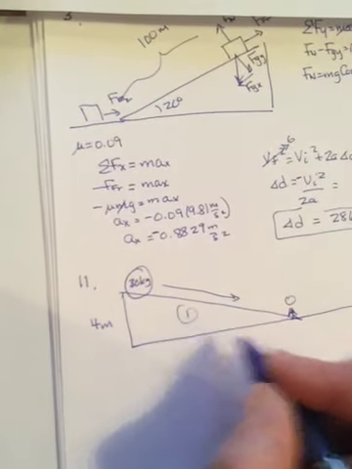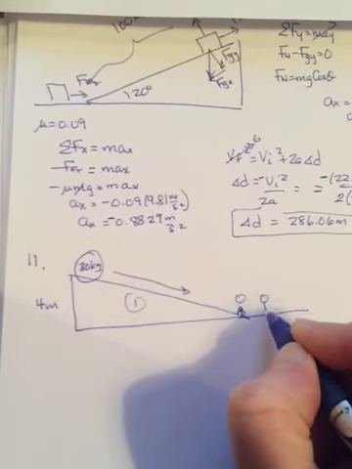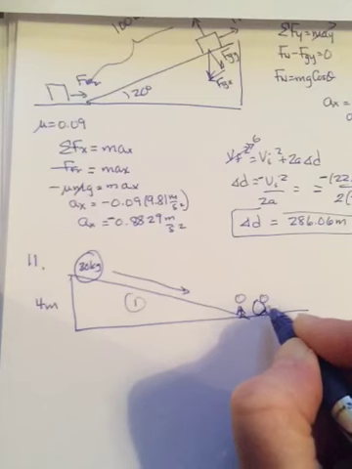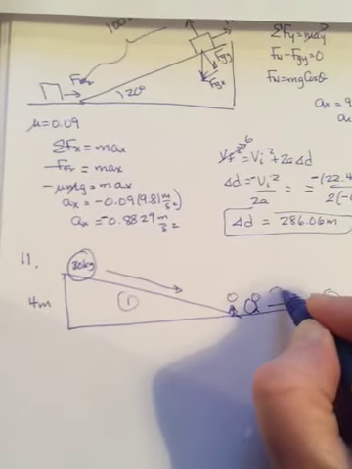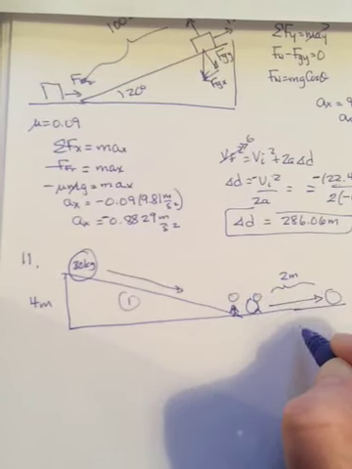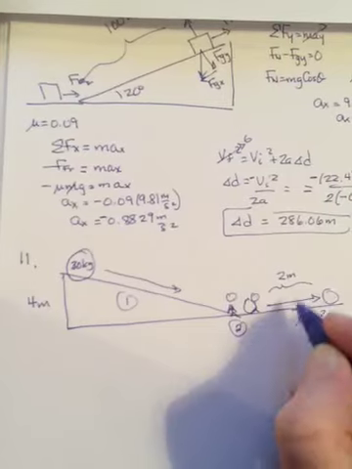So this is part 1, which will be energy. It's going to smuck into Throckmorton, who is then going to stick to the ball, and then he and the ball are going to slide across the floor, and I think it says for 2 meters, and it wants to know what mu is. So part 2 will be momentum, and then part 3 will be energy again.